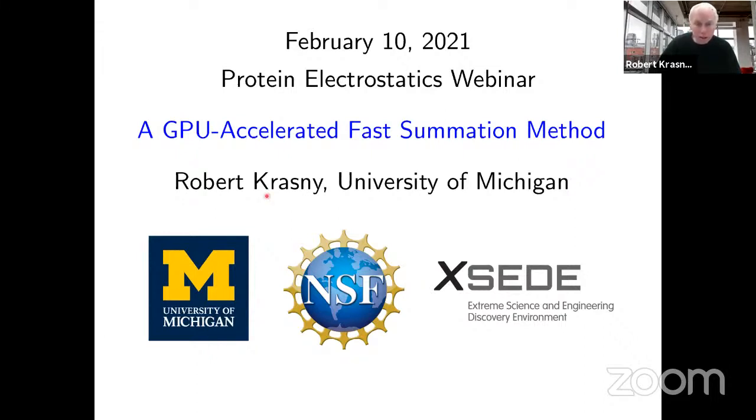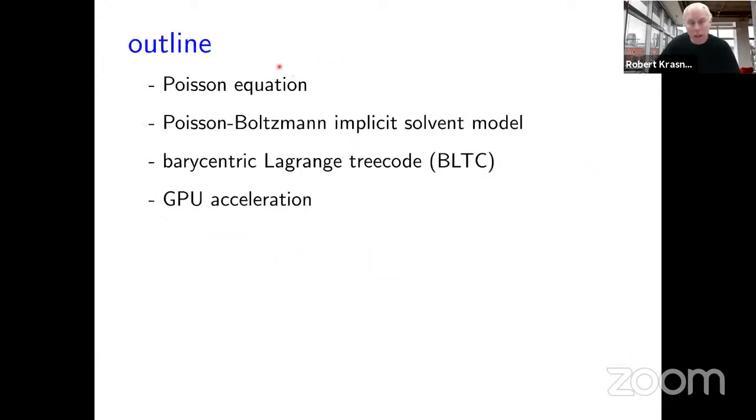So I'm going to tell you about this GPU-Accelerated Fast Summation Method, but it's in the context of protein electrostatics. And so first, to give you an outline, I'll first remind everyone about the Poisson equation, and then we'll look at the Poisson-Boltzmann implicit solvent model for solvated protein. And we use an algorithm called barycentric Lagrange tree code, BLTC, and we do GPU acceleration. So this is the rough outline.